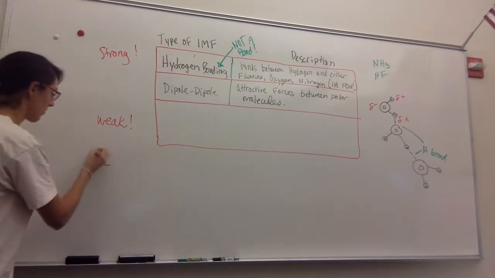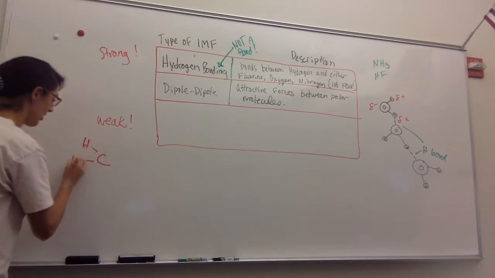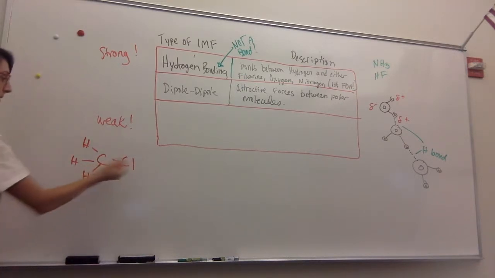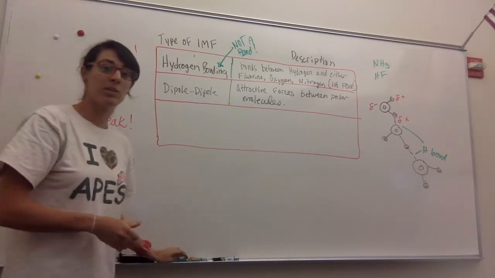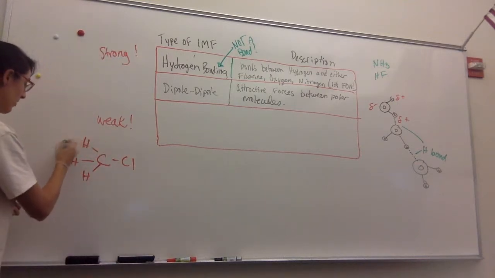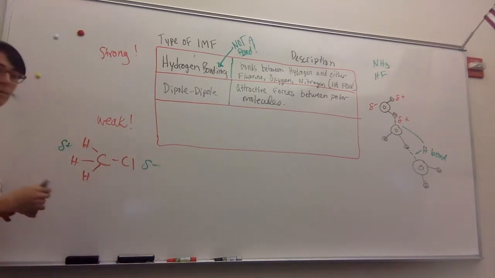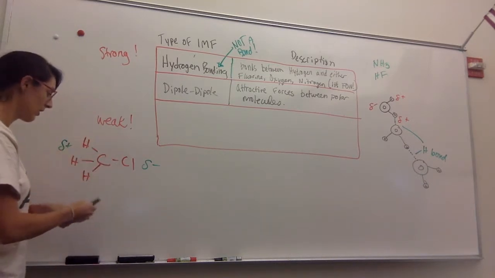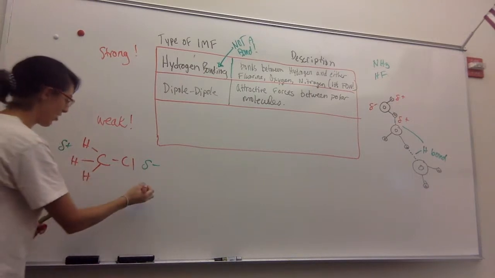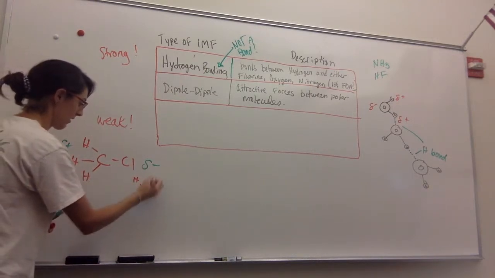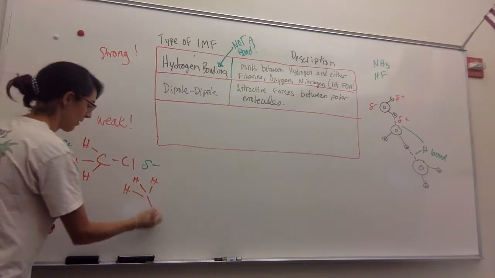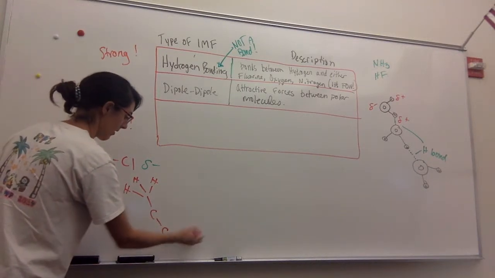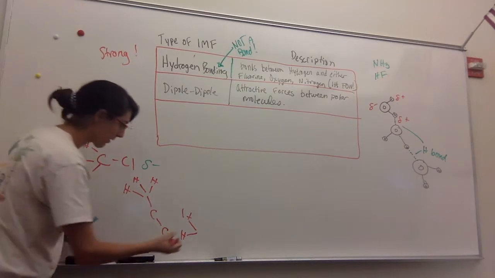CH3Cl. So carbon, chlorine, hydrogen, hydrogen, hydrogen. Which side is going to be the positive side? The hydrogen is, of course. And this chlorine is going to be the negative side. So this will come into contact with another similar molecule, and this side is going to get attracted to the hydrogens. And they just kind of line up. And then this chlorine is going to get attracted to some other hydrogen sides. I don't even know if you guys can see that.